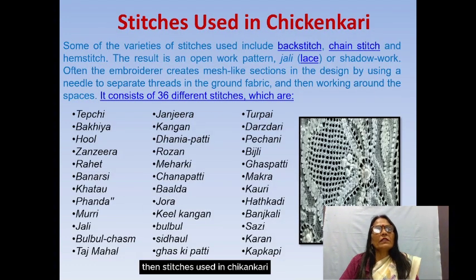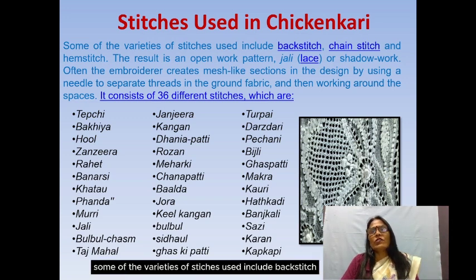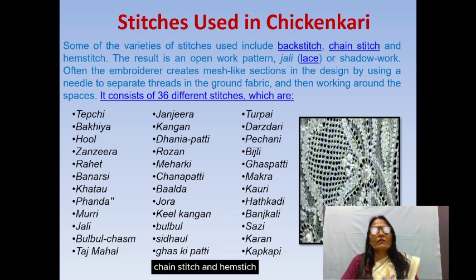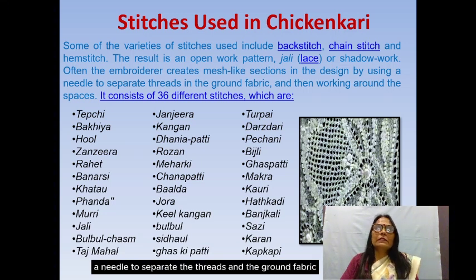Then stitches used in chikankari. Some of the varieties of stitches used include back stitch, chain stitch, and hem stitch. The result is an open work pattern, jali, lace or shadow work. Often the embroiderer creates mesh-like sections in the design by using a needle to separate the threads in the ground fabric and then working around the spaces. It consists of 36 stitches, which are in the slide.